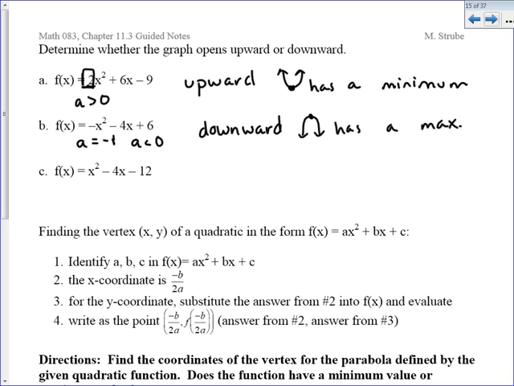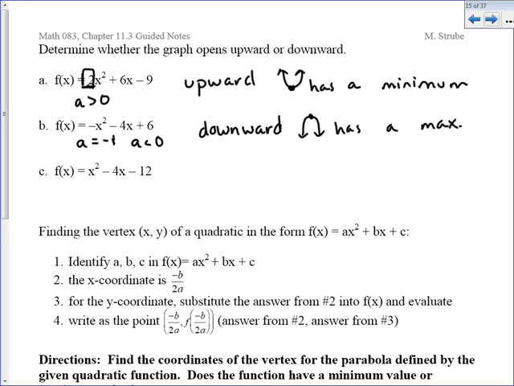Does that mean that when it's downward, it's negative infinity first all the time? Yep. And then you just look at the y value of your vertex, and that's the max.